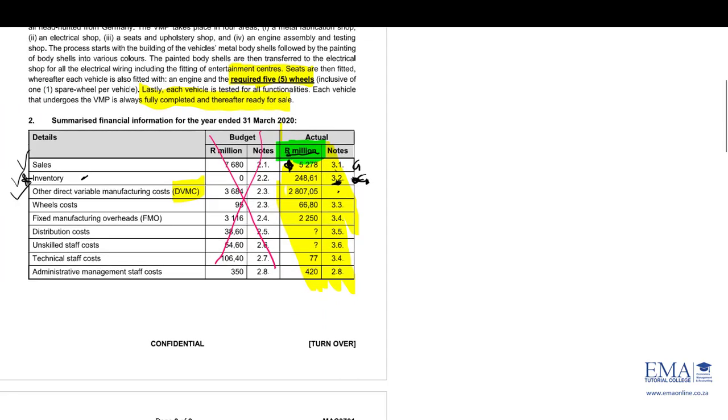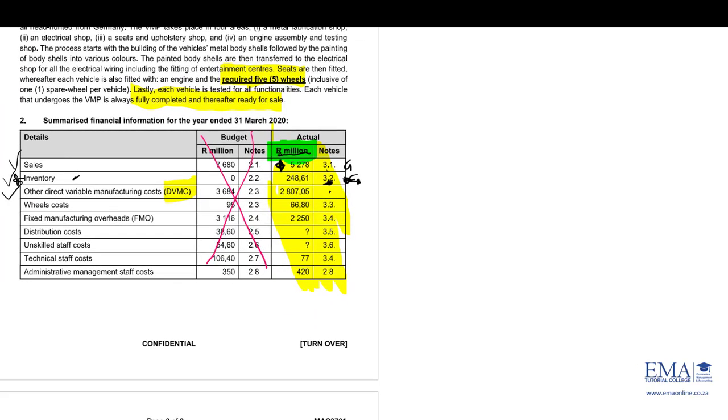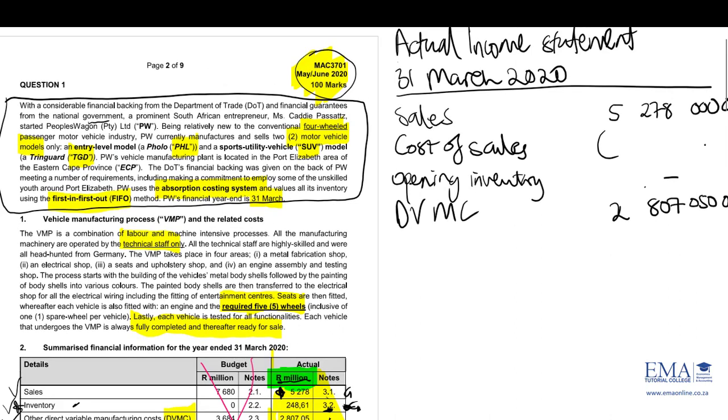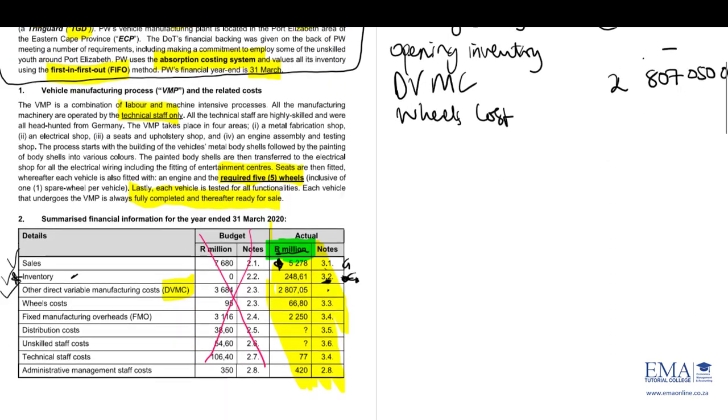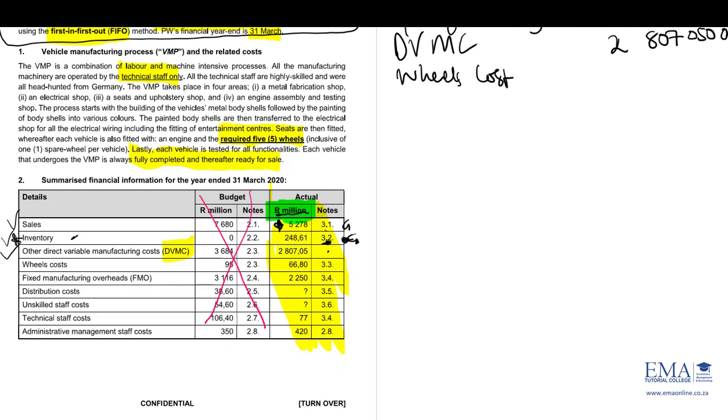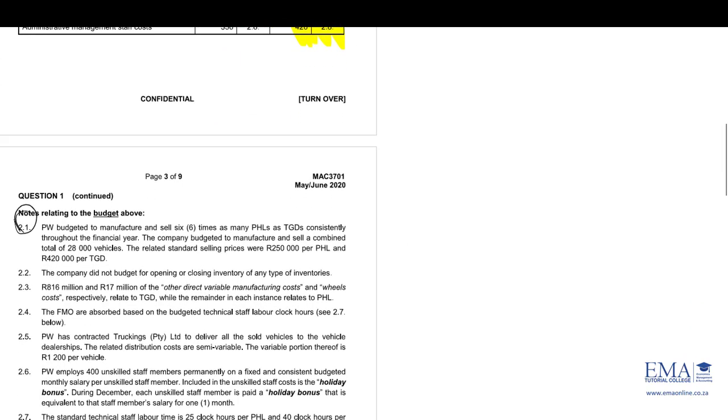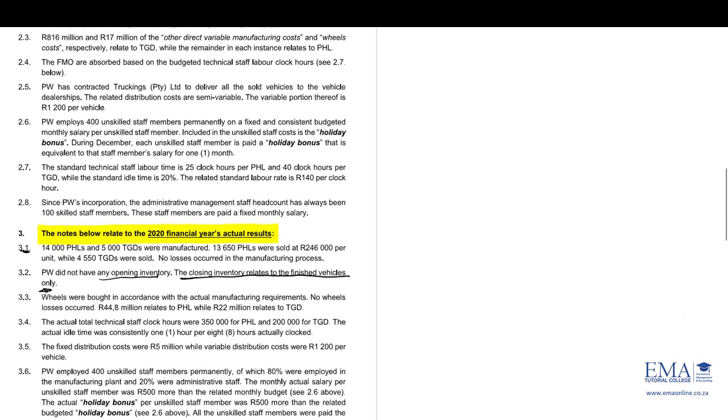Now let's go to wheels cost. Wheels cost is part of the production actually. So I'm going to write here wheels cost. Okay, so what did they say about wheels cost? We were given 6680, and then they said note number 3.3. So if you go to note number 3.3, what did they say?